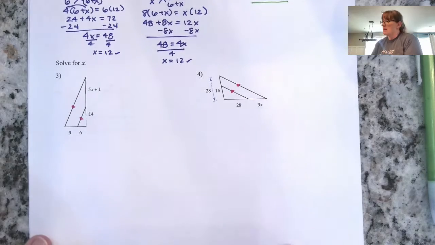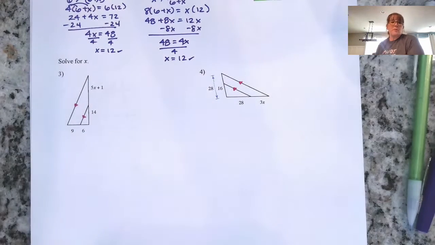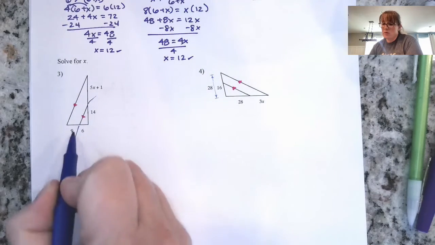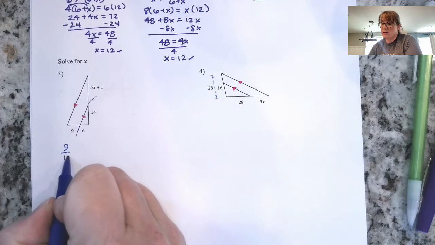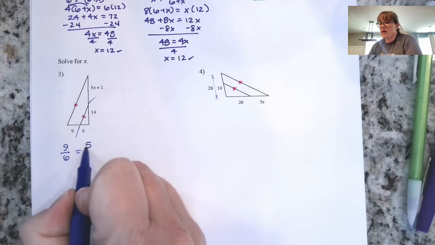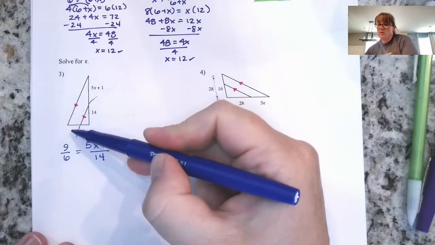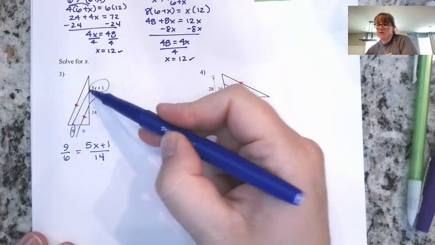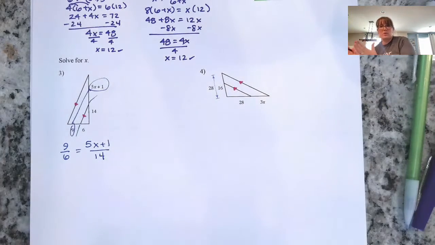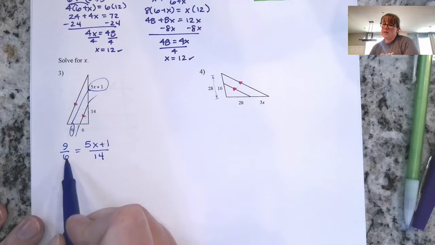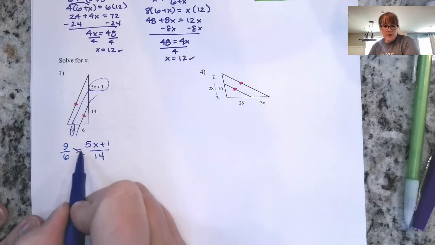Okay, let's look at this next guy here. This one looks like it's set up really nicely for that way that I was showing you in the first question, where it's just fractions. So I'm going to go 9 over 6 equals 5x plus 1 over 14. So remember, the 9 and the 5x plus 1, they're in between those same 2 parallel lines, so they have to go across from each other. And then 6 over 14. Sounds great. So now let's multiply.